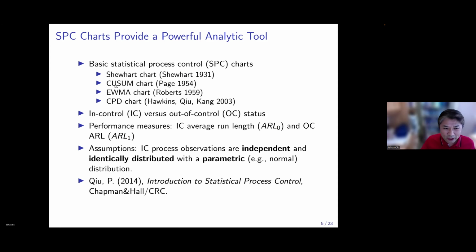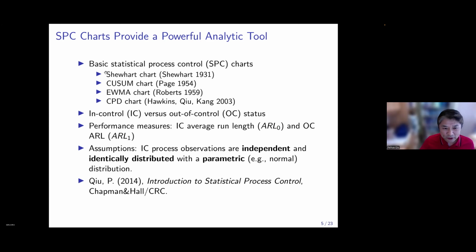So then how to make use of historical data? Then we have cumulative sum charts, we have EWMA charts, and we have change point detection charts. Those are four basic types of control charts. Each type has hundreds, even thousands of charts. I don't know how many, I didn't count. Must be hundreds of charts, so each category has hundreds of different versions.